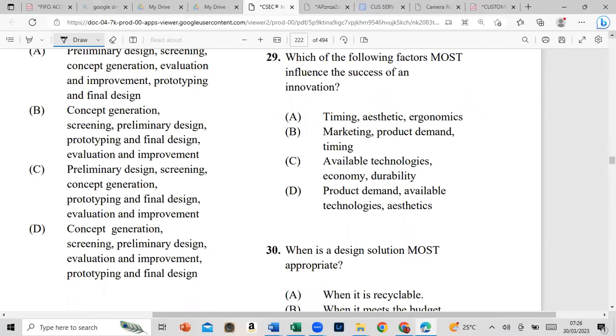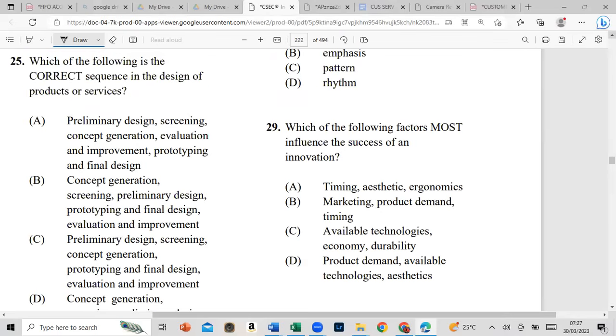Which is it? Let's go. Look at them carefully. Which order should it be, guys? Let's go. Let's go.